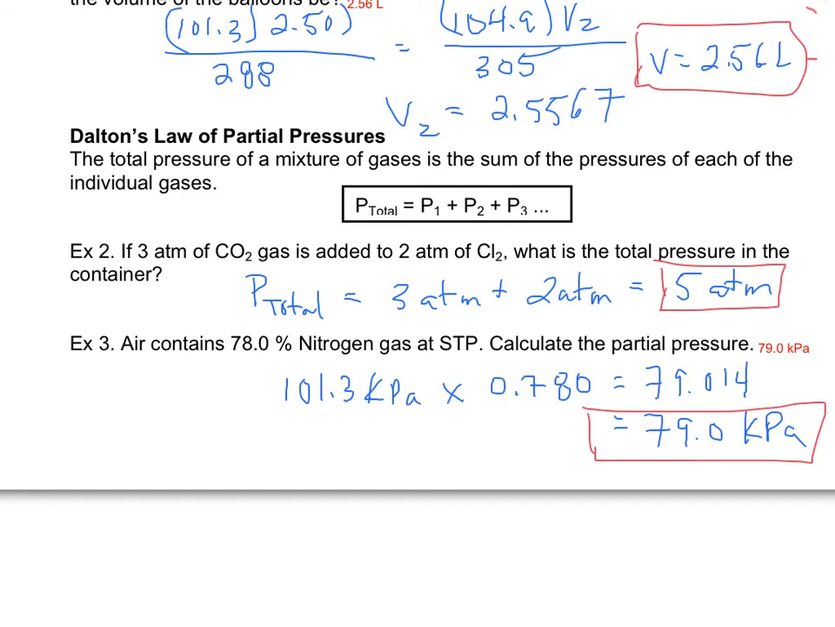Complete the combined gas law and the Dalton's law questions listed on your Unit 5 assignment cover sheet.